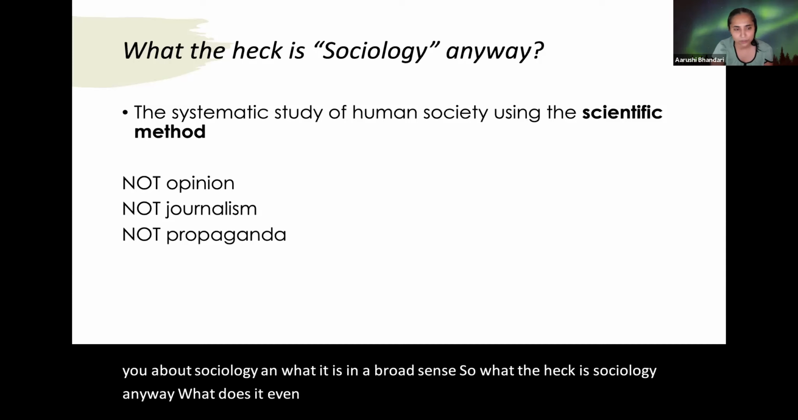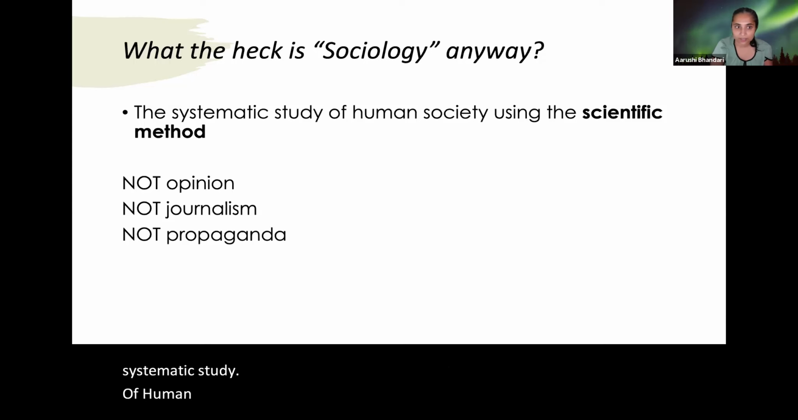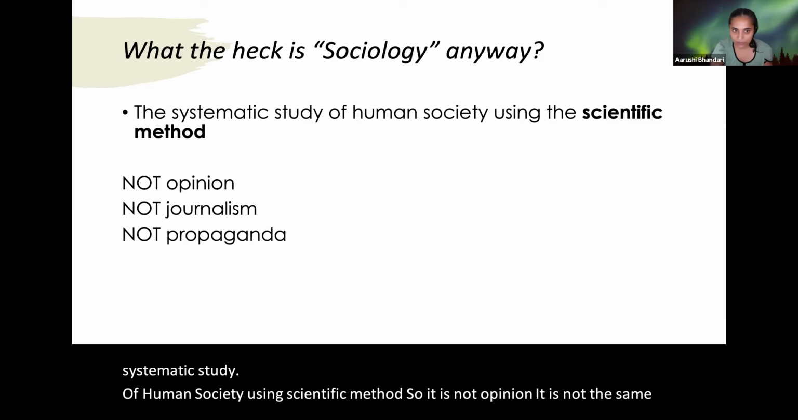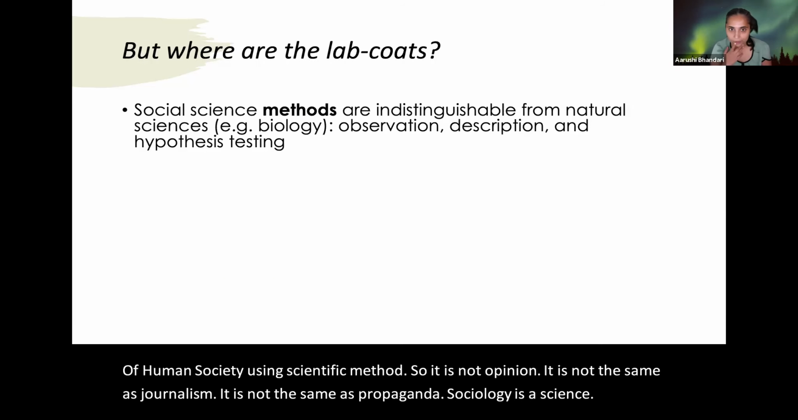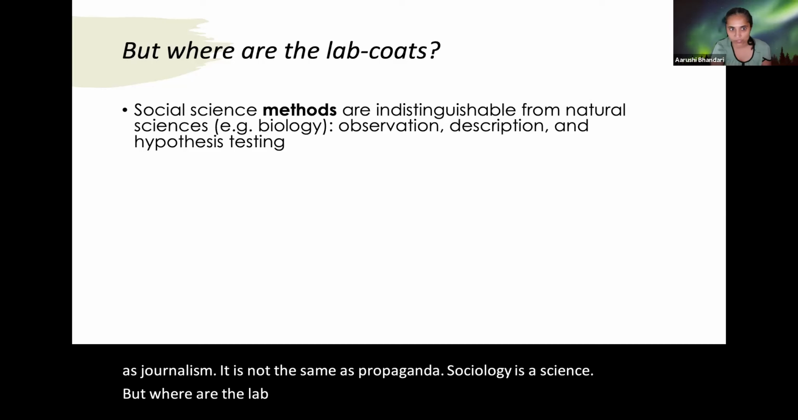In the simplest terms, sociology is the systematic study of human society using the scientific method. So it is not opinion, it is not the same as journalism, it is not the same as propaganda. Sociology is a science. But where are the lab coats if we're so much of a science, right?